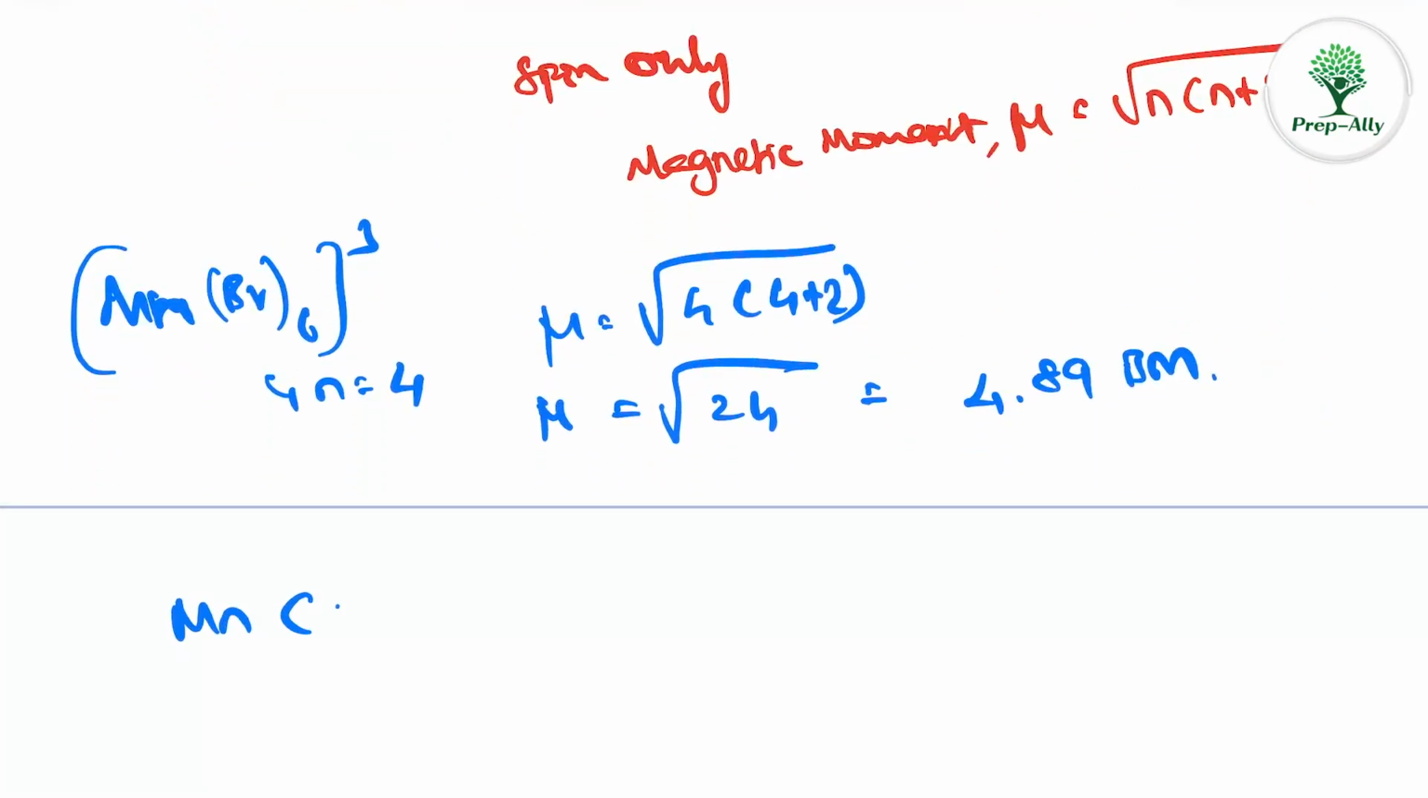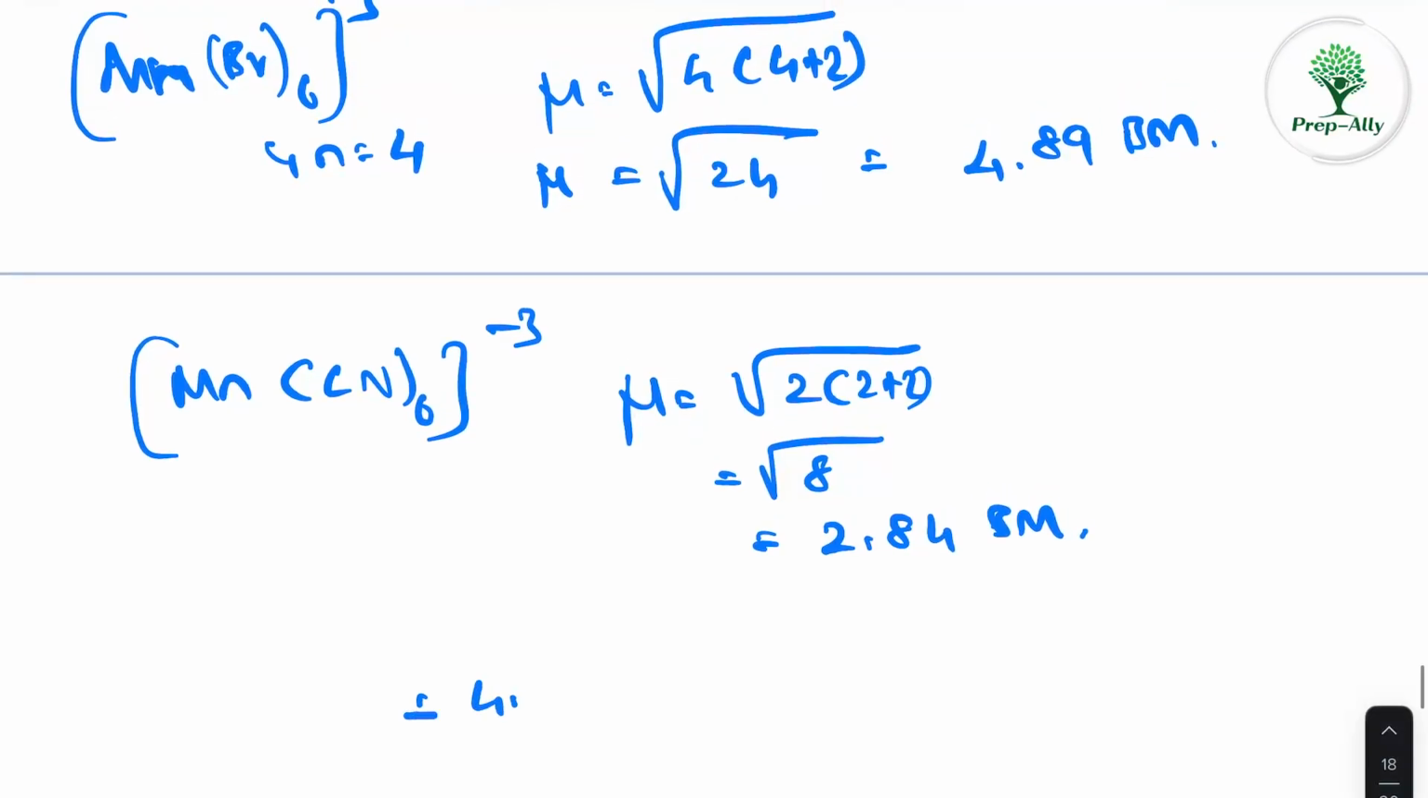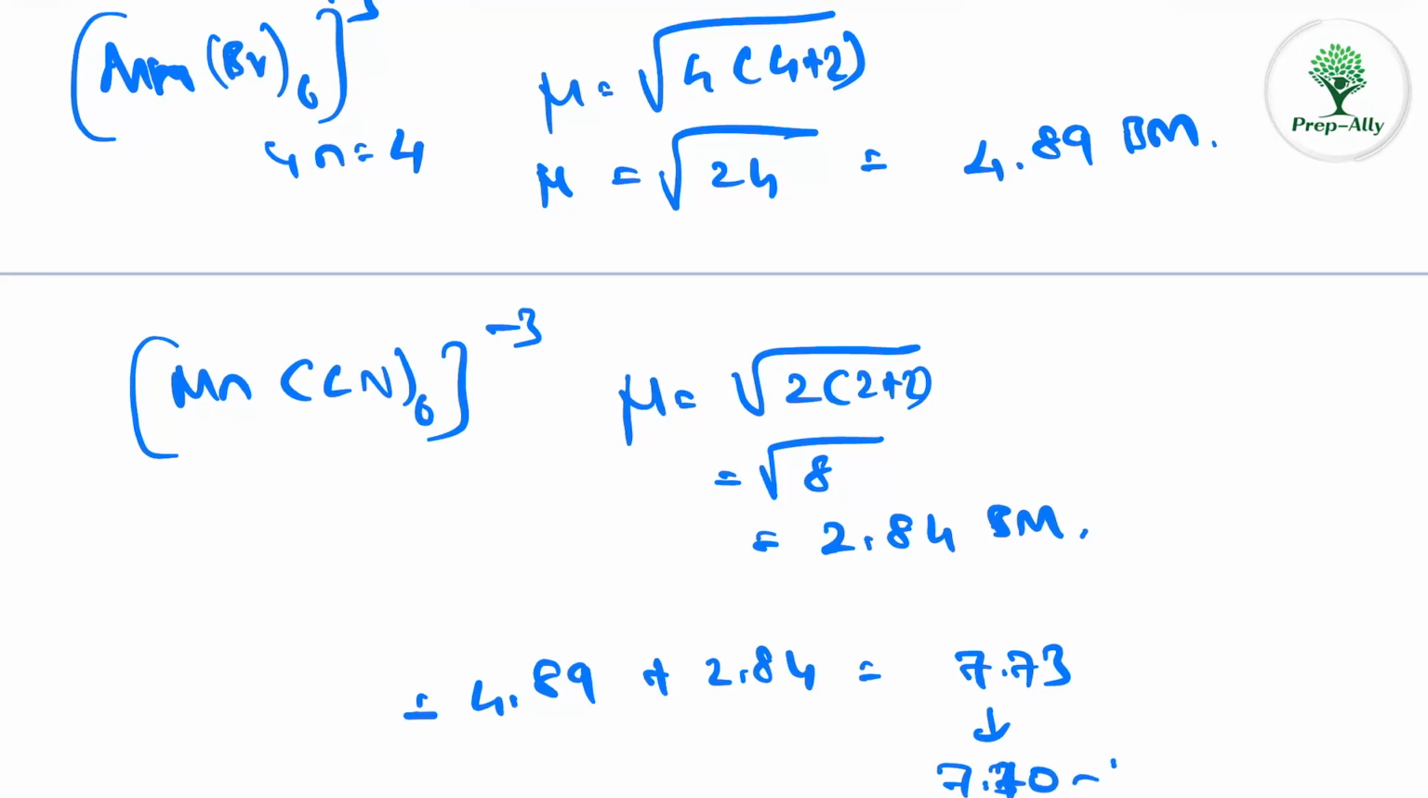Next I have the strong field ligand where 2 unpaired electrons are present. So here n is 2. So 2 into 2 plus 2, 4; 4 2s are 8. So root 8 is going to be in between 2 and 3, around 2.84 BM. So the sum of 4.89 plus 2.84 is going to be around 7.73. So the answer is going to be 7.70 to 7.73 Bohr magneton.